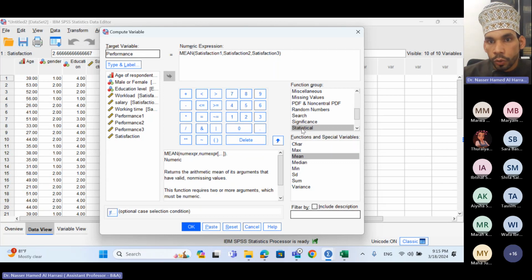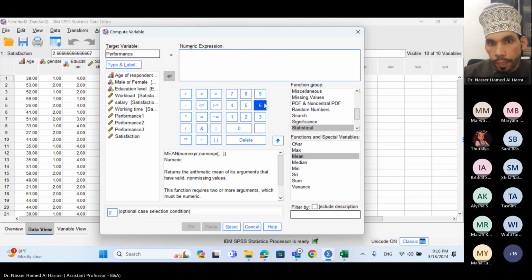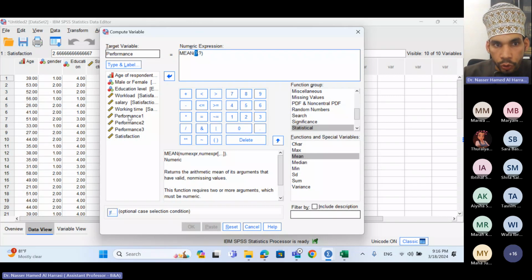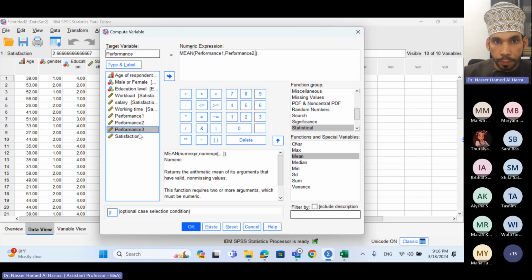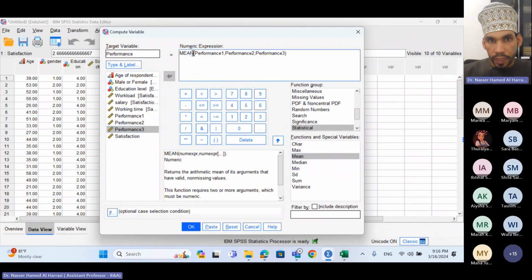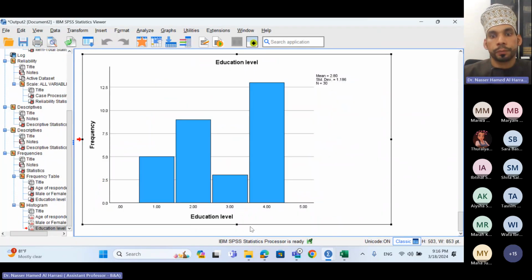Then the same things, we are going to click on Statistical, Mean, and then we are going to click here to bring the variables. I'm going to remove this and bring it here. This is performance number 1. I'm going to click on it, bring it here. Then again, I will remove this question mark. I will bring question number 2, then use a comma. Then I will bring question number 3, which is performance, here. So mean, performance 1, performance 2, and performance 3. Immediately, I'm going to click OK.